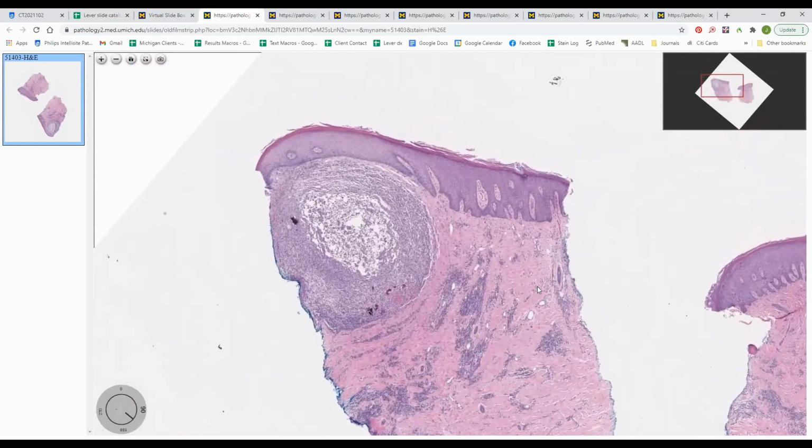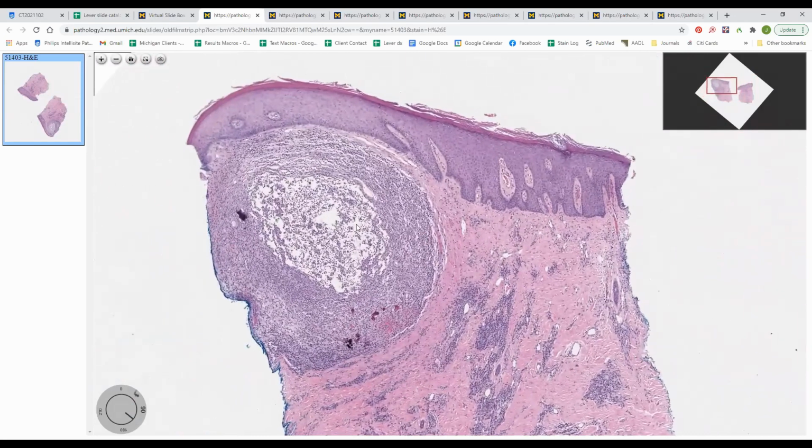And this slide is courtesy of the University of Michigan virtual dermatopathology study set, which is an excellent resource with many derm path study slides. So if you haven't checked that out, they have a lot of really great derm path cases.